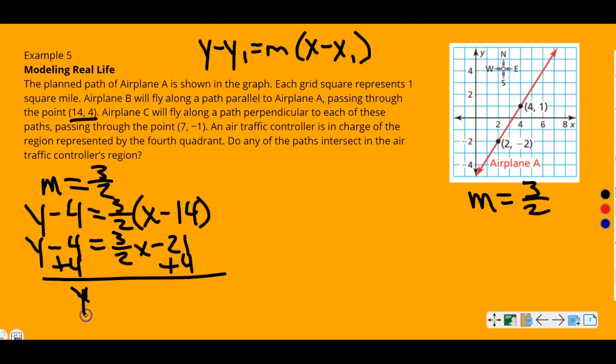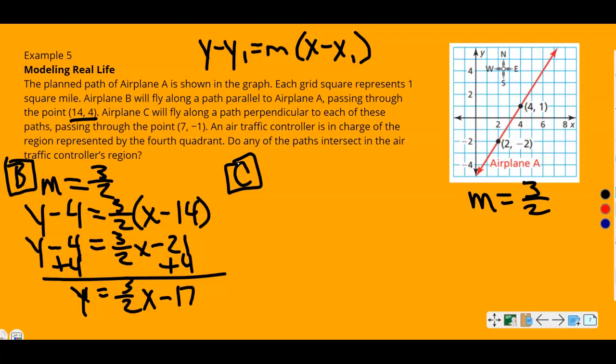y equals 3/2 x minus 21 plus 4, which would be -17. And that would be my equation for airplane B. So this is B. All right, now C.